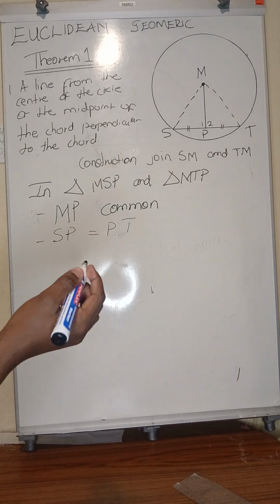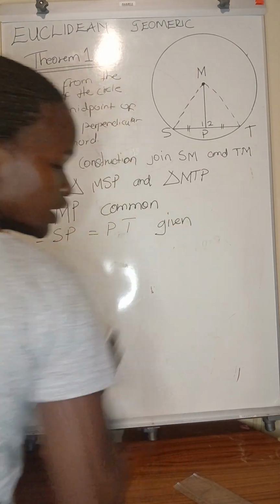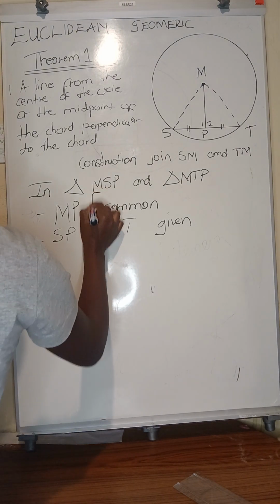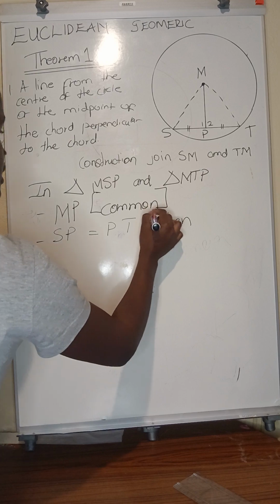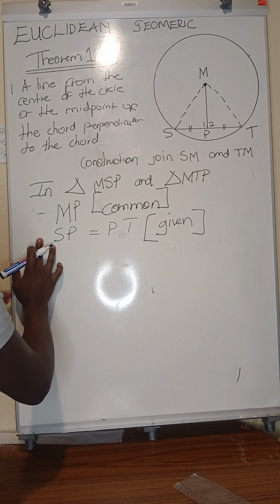Why do we say that? It is given. I think you can see that, because you must give a reason. This is a reason. The common is a reason. Given is a reason, because everything that we do in Euclidean geometry needs to be supported.